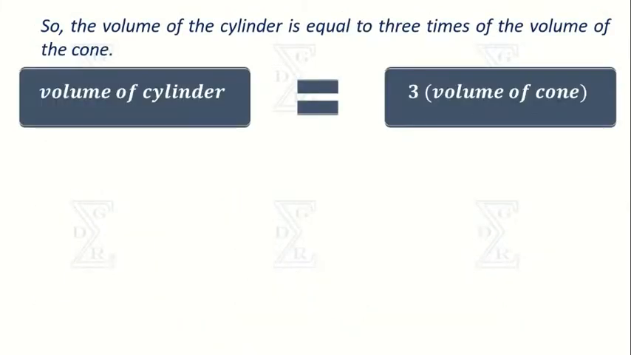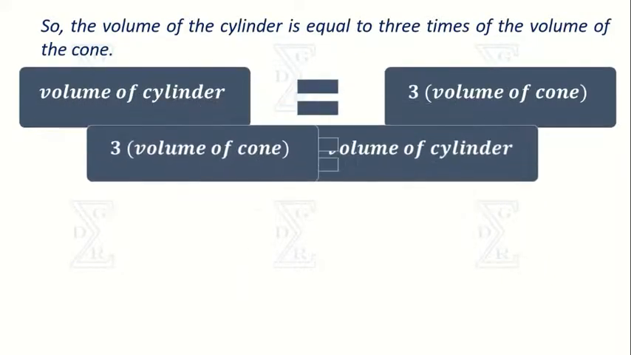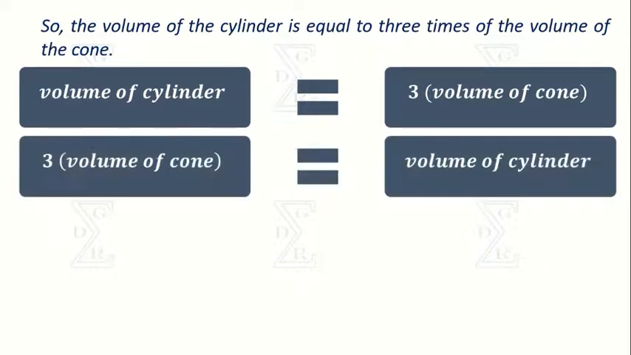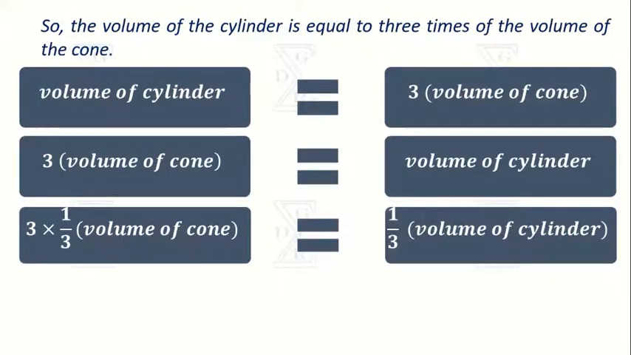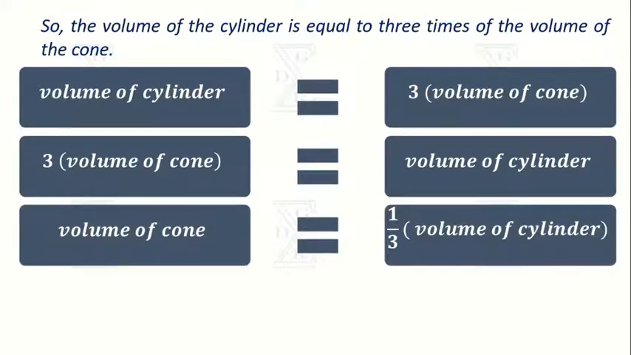Let us interchange LHS and RHS. 3 times the volume of the cone is equal to the volume of the cylinder. The multiplicative inverse of 3 is 1/3. So, multiply both sides by 1/3. We get the volume of the cone is equal to 1/3 the volume of the cylinder.